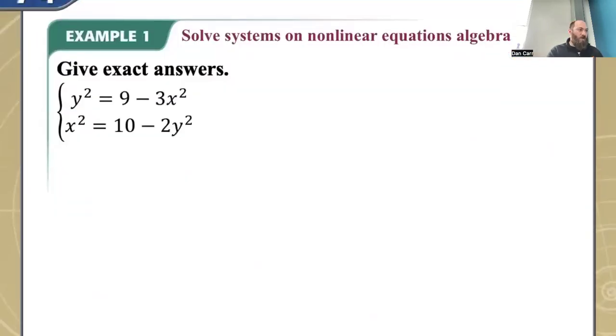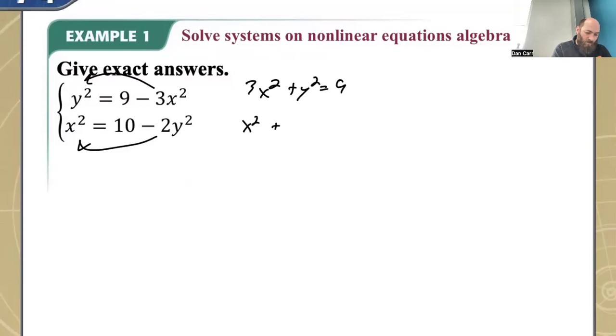Okay, last one. I'm going to do this one with elimination. You notice this one from earlier. Okay, so in this case here, to do elimination, I first want to get everything over to the same side like this with my x's and y's. So that's going to look like 3x squared plus y squared is equal to 9, and then x squared plus 2y squared is equal to 10.